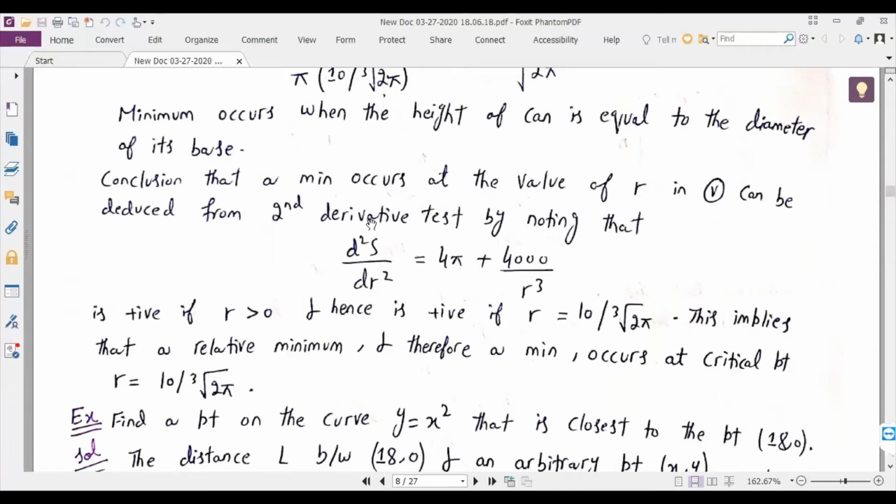I'll take the second derivative of the function and substitute the value of R in this expression. If I get a positive number, this means that the particular value of R is a relative minimum. So here I'm getting a positive value, so this means that the minimum occurs at the critical point, which is this.